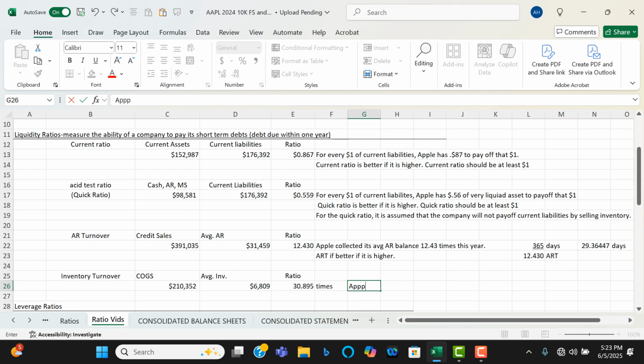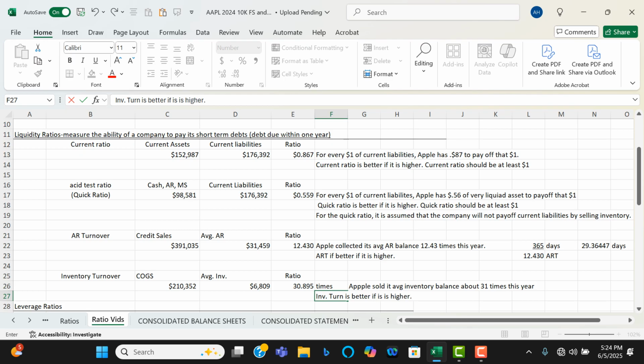So Apple sold its average inventory balance about, let's just say, 31 times this year. You want this number to be higher, the better. So inventory turnover is better if it is higher.